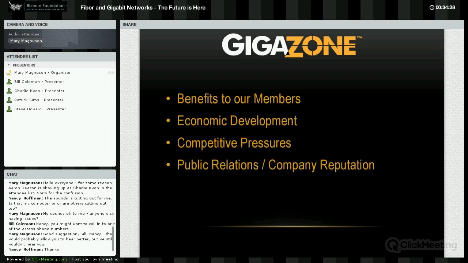Additionally, there's PR value. By going forward with our GigaZone, the technology we have deployed gets noticed, and the company reputation is improved, and it helps to benefit the company.